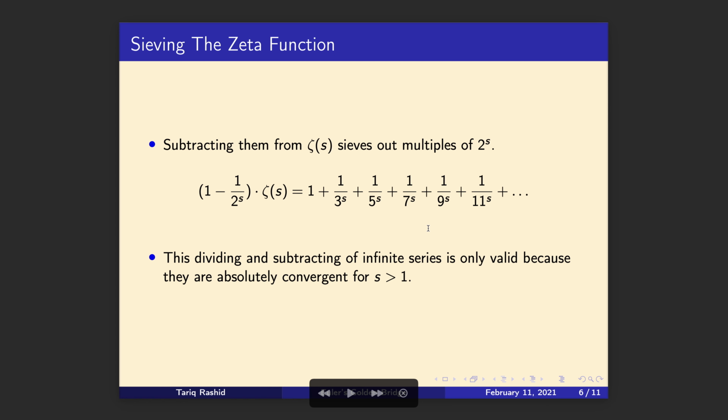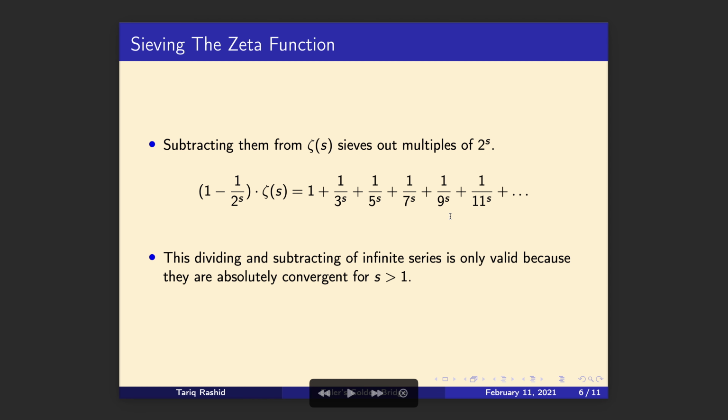Okay, let's continue. By the way, it's worth saying that with this dividing and subtracting of infinite series, we usually have to be quite careful. I know we're doing it casually here, but it's only valid because those series are absolutely convergent. If they weren't, then we'd have to be really careful, or what we did might not be valid. You can't have a series which is divergent and then do these kinds of manipulations like halving it and adding it to itself and so on.